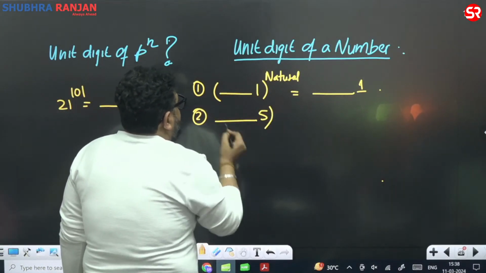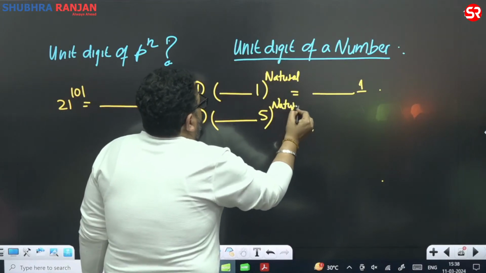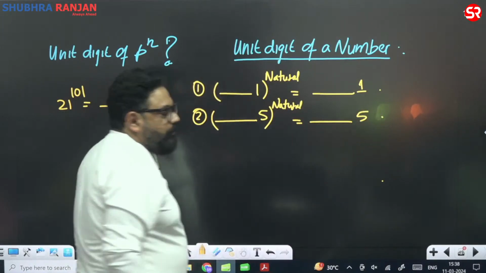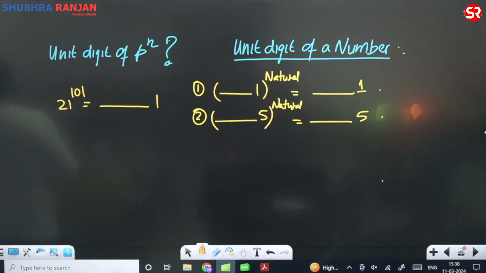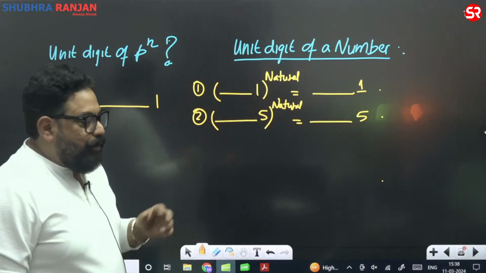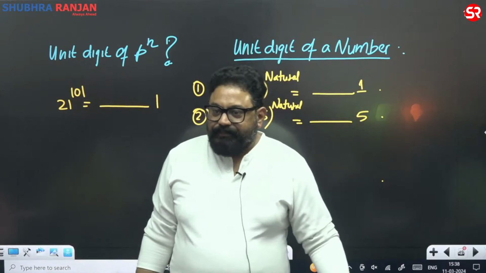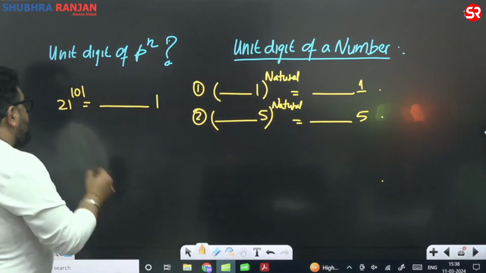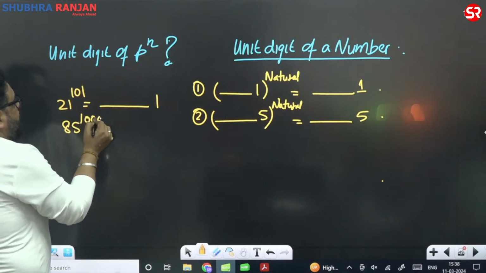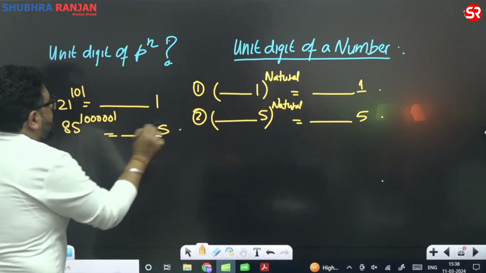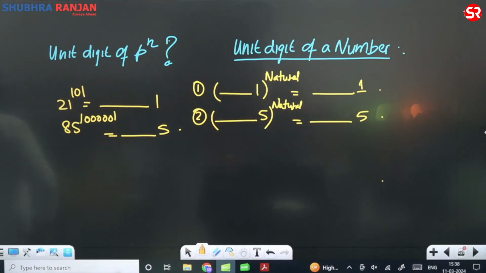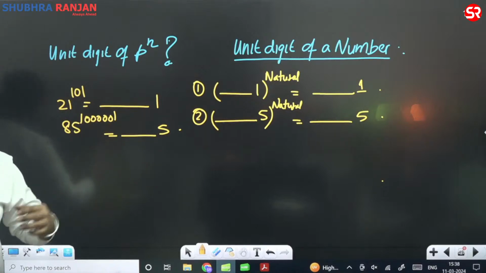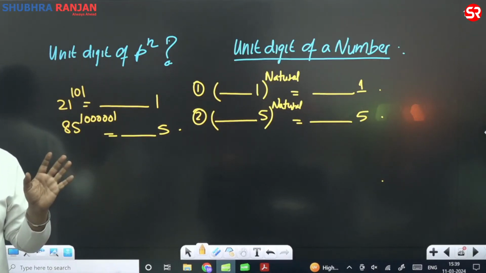Then any number ending with 5 raised to the power natural would always end with 5. 5 5s are 25, ending with 5. 25 5s are 125, again ending with 5. But it would always be 5 at the end. है ना? चेक करो. If I say what is 85 raised to the power 1000001, यूनिट प्लेस पे तो 5 ही होगा. जितना मर्जी बड़ा पावर हो, यूनिट प्लेस पे तो 5 ही आएगा, बिकॉज 5 मल्टीप्लाइड 1000001 टाइम्स इज 5 ओनली. है ना? चलेगा.